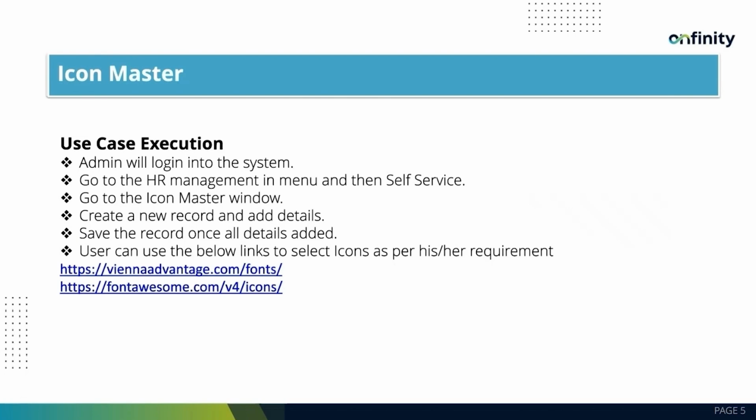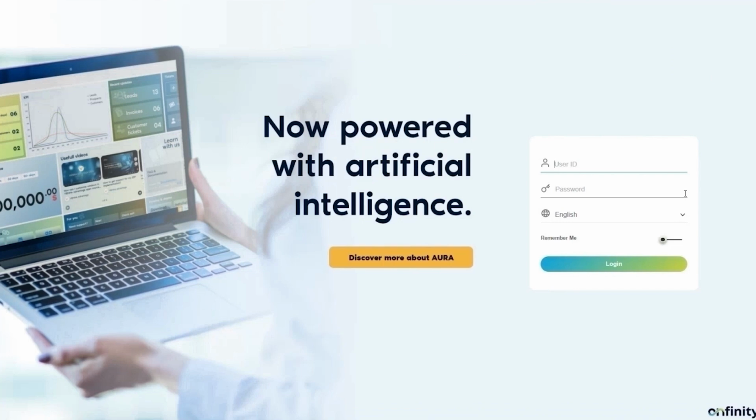After the review of this PPT, let's start with Onfinity ERP Workforce Management module, and we will see how we can initiate the configuration of icons in the system. Let's dive into the system now. This is the login page where user can enter their unique username and password to access the Onfinity ERP. In this demonstration, I'm going to log in with admin role.